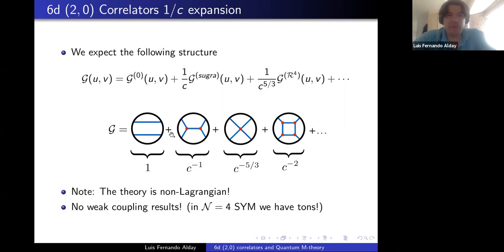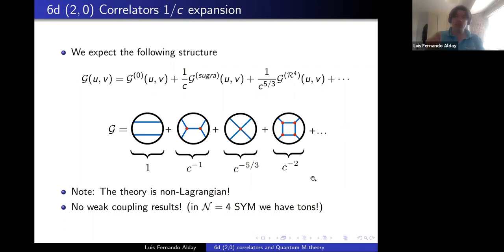Then we have a piece that corresponds to supergravity, to the supergravity approximation, that is given by these tree-level diagrams. Then we will have a piece that corresponds to these contact diagrams, that corresponds to this R⁴ vertex. And then we will have this sort of loop diagrams, etc., etc.